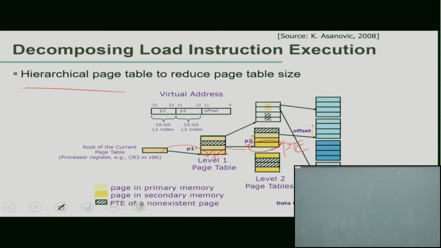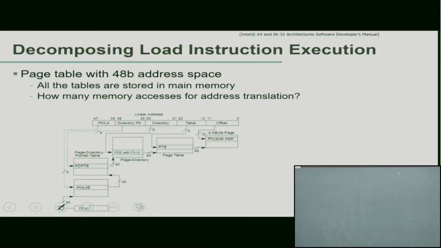Okay, so that's the idea of hierarchical page table. And practically, today's Intel architecture, like x86, your PC or laptop, actually uses a 48-bit address space. So now they have a 4-level page table. Here, you break down this virtual address into 4 segments: PML4, which is page map level 4, and directory pointer, directory, and table. You break down this entire virtual address space into 4 different segments: level 4, level 3, level 2, level 1.